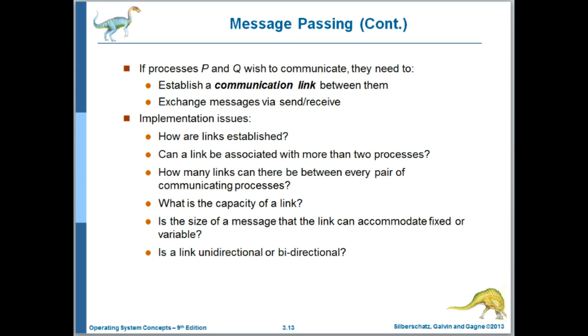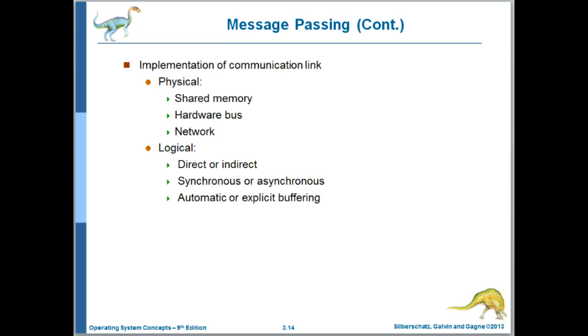If messages can only be sent from one process A to process B, we call that link a unidirectional link. Here we see that the message link can be implemented on top of a shared memory API. It can be implemented at the hardware level, or it can be implemented across a network using the networking API. The link might be direct, which means that messages are directed to a specific process. Indirect means they're just dropped off in a mailbox or a drop box.